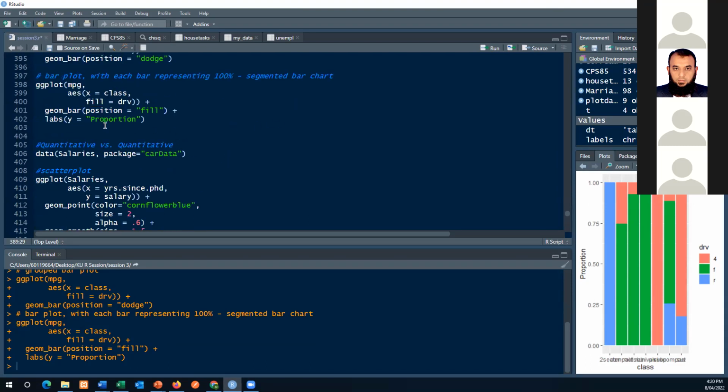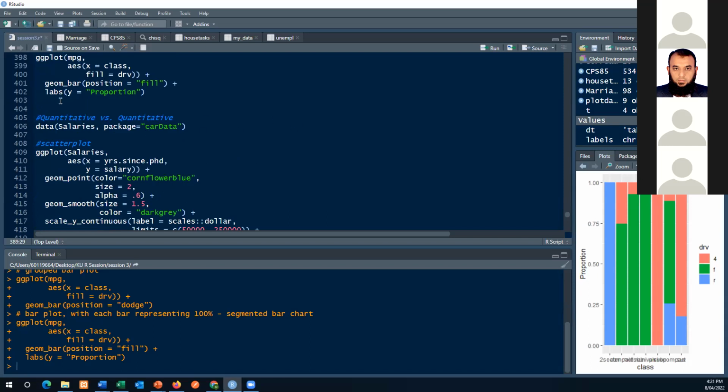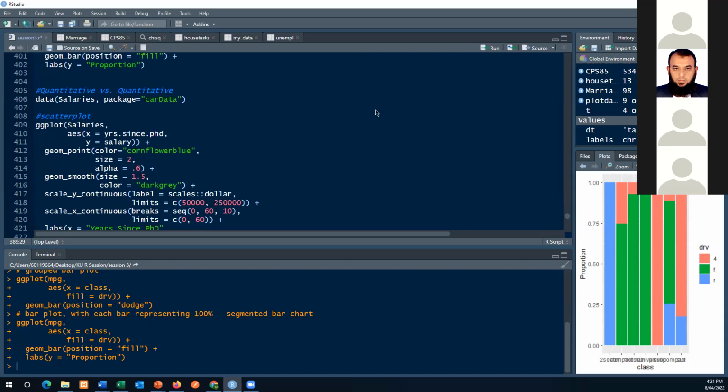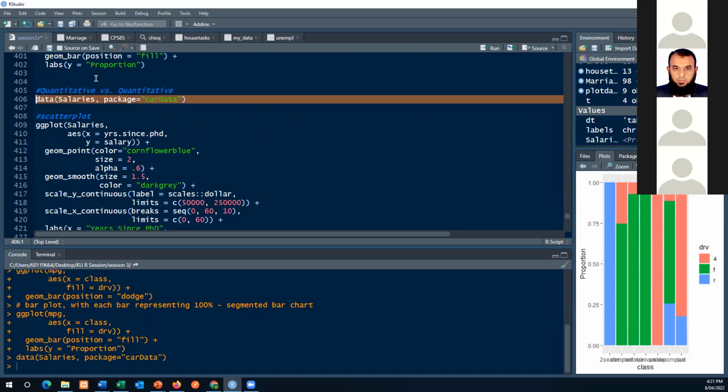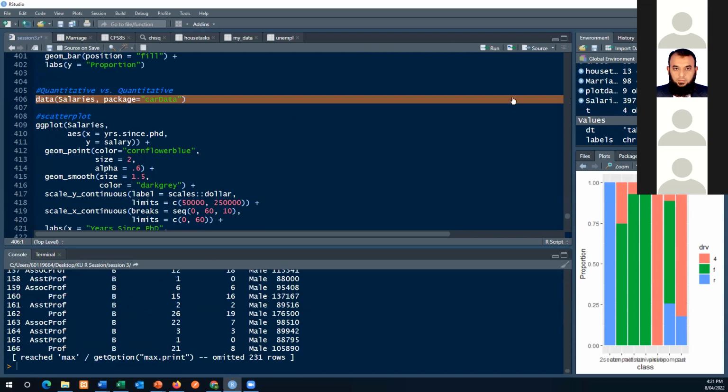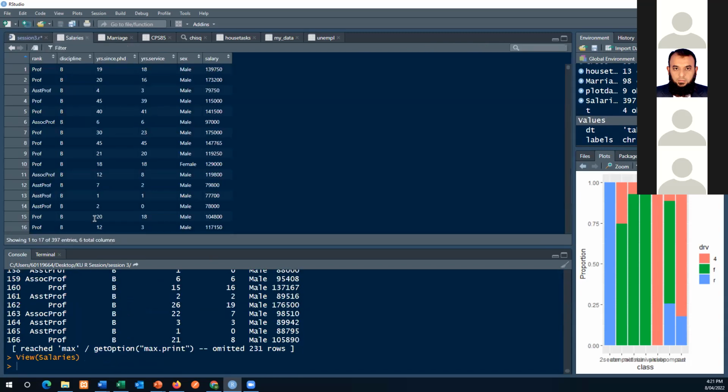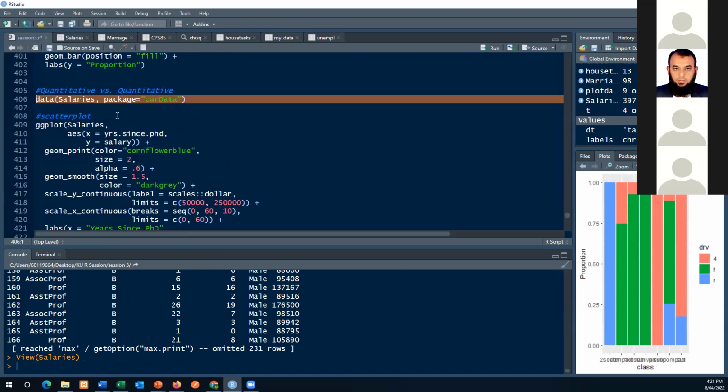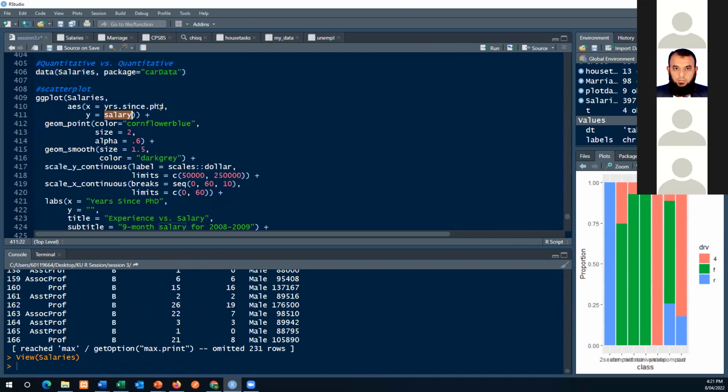Now, quantity versus quantity, where both are numerical. We get numerical data called salaries from this car data package. Look at the salaries data. You can see the rank, the discipline, years since PhD, years of service, sex, and salary. We are going to plot salary versus years since PhD, because years since PhD is numerical data and salary is also numerical data.